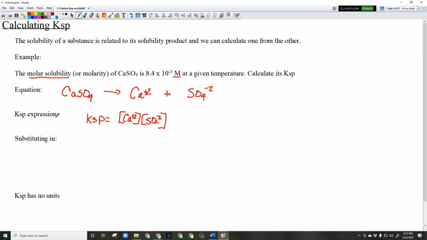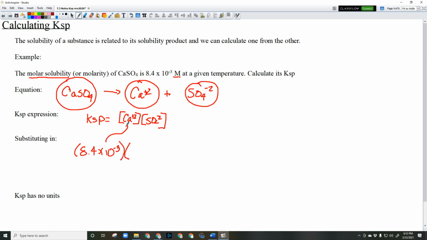So substituting now in, since this is 8.4 times 10 to the negative 3, since it's a 1-to-1, this is also 8.4 times 10 to the negative 3, and this is 8.4 times 10 to the negative 3. So remember from our first section, we talked about the law of molar ratios. Same thing here. If this is concentration of 8.4 times 10 to the negative 3, since it's a 1-to-1-to-1, this is going to be the same and this is going to be the same. So now let's substitute that in. So we have 8.4 times 10 to the negative 3 for this one, times 8.4 times 10 to the negative 3 for this one. And this is going to be equal to the Ksp.